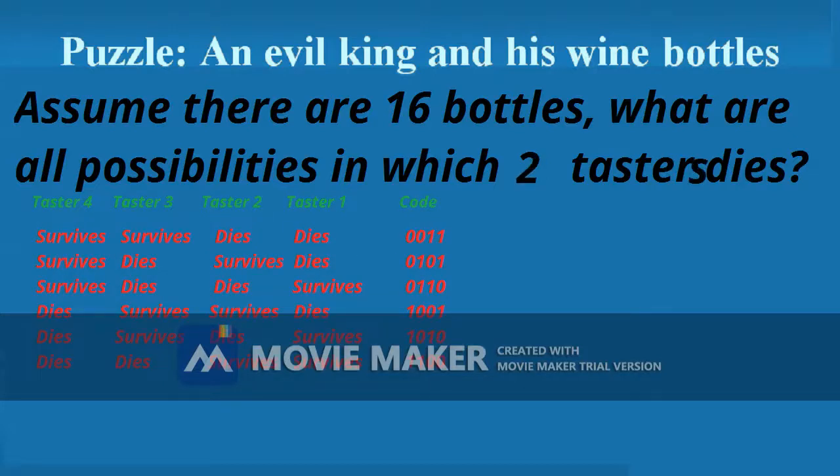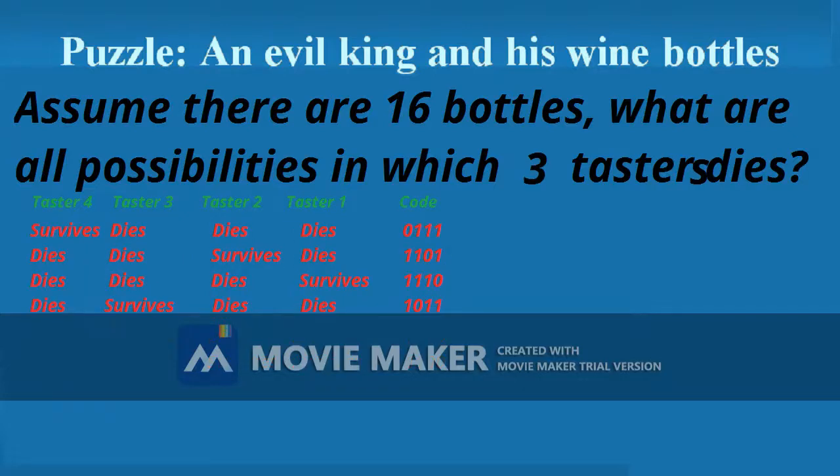Assume that we have 16 bottles. Then what are the possibilities in which 2 testers will die out of 4 testers? How many possibilities are there? If you observe the table, you find there are 6 possibilities.